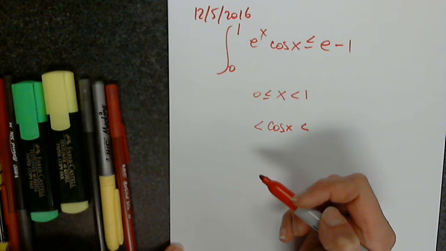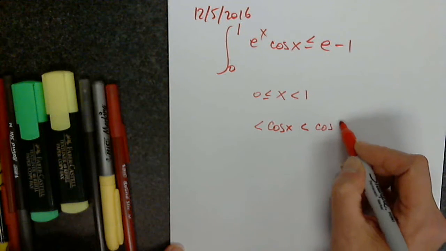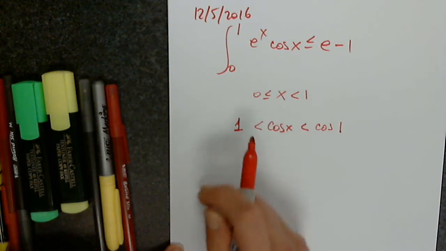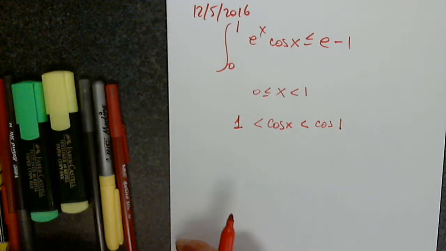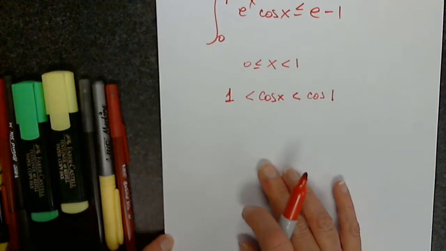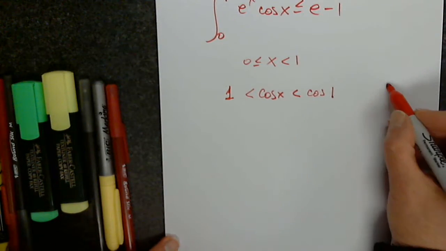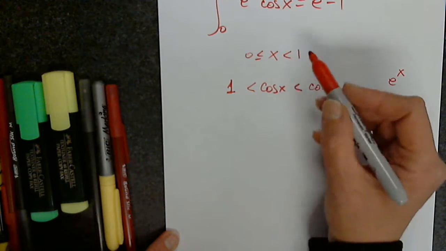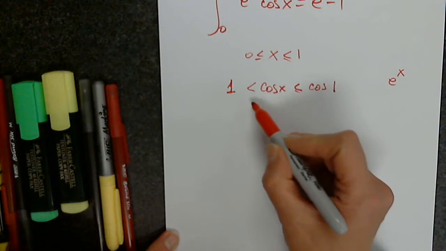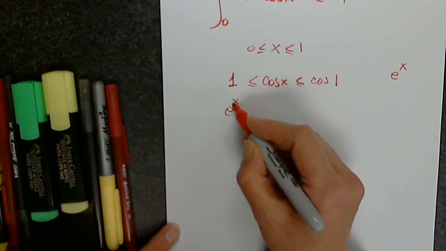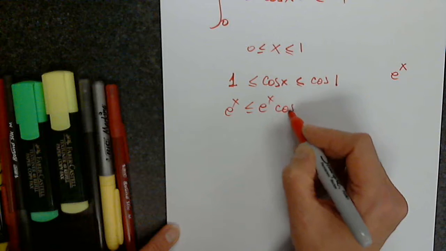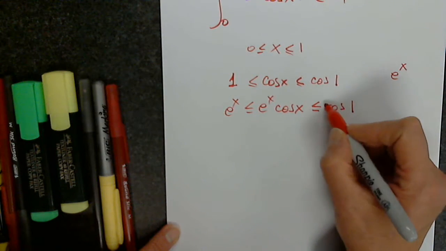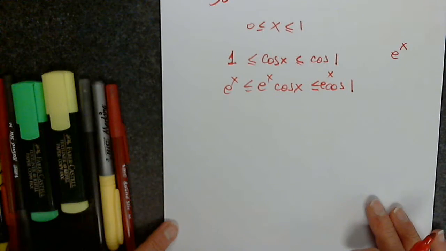Well, you have cosine 1 and cosine 0, which is 1. Right? Okay, so for now, let's look at this. Since I'm multiplying by e to the x, which is a positive number, then I have e to the x less than or equal to e to the x cosine x less than or equal to cosine 1 times e to the x, right?